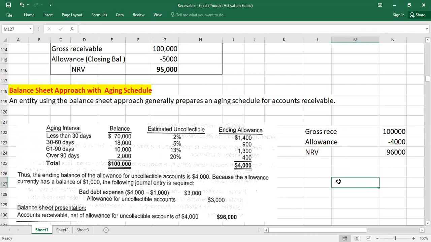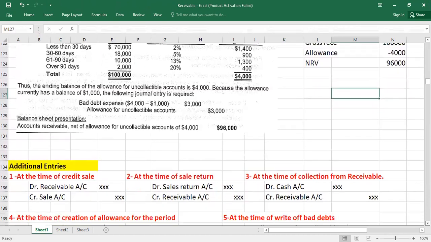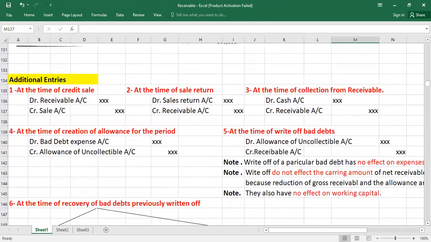Okay, I hope guys this balance sheet approach with aging schedule is clear. Now I'm going to move forward, so let's have a look. To solve the questions related to this topic, you also need to be aware of the additional entries which are relevant to receivables. We have almost 6 to 7 entries here. At the time of credit sale, usually what entry we pass, guys? We record debit receivables account and credit sales account.